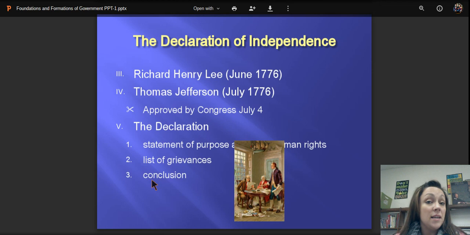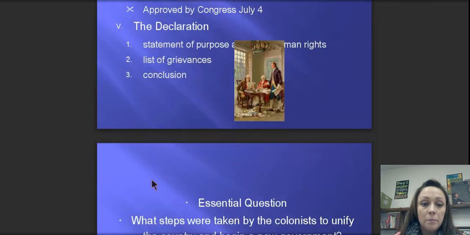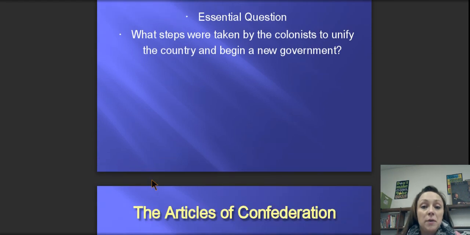And then last but not least is the conclusion. And this is where our founding fathers say we are no longer tied to Great Britain. We are politically and economically and socially free. We are an independent nation. So that's pretty cool. So moving on then to our last essential question for this unit.